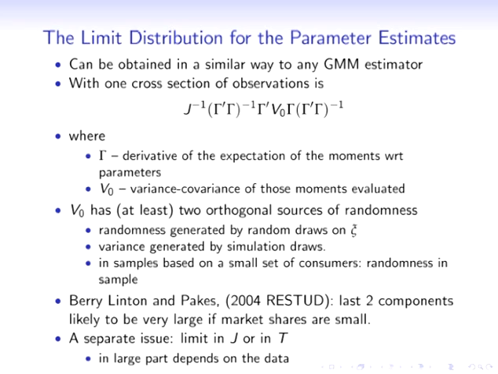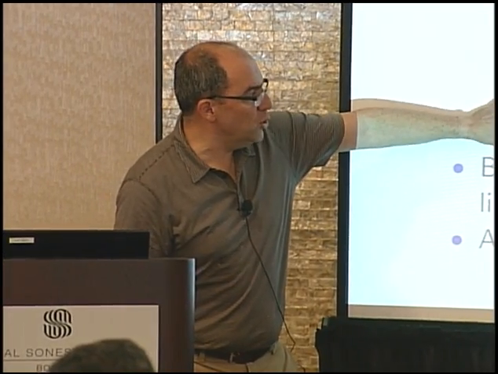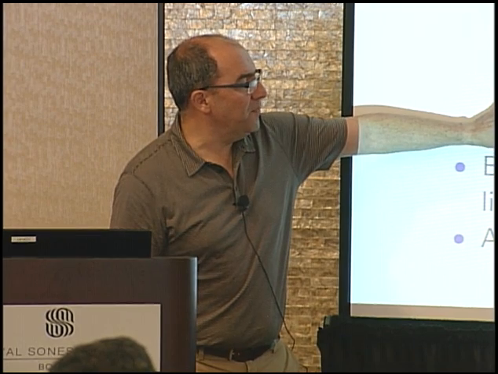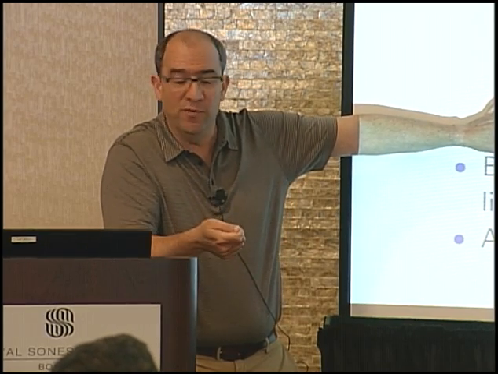This variance-covariance matrix really has two or three components to it, and that's what makes this a little bit different. One is just randomness generated by random draws of the error term, and that's the usual variance that we have in any sort of GMM. We also have potential variance generated by simulation draws because we have to compute the market shares by simulation. And then there's a third part that we usually assume away, and that is that there could be some noise in our estimates of the market shares, because they're based on some sample of consumers.